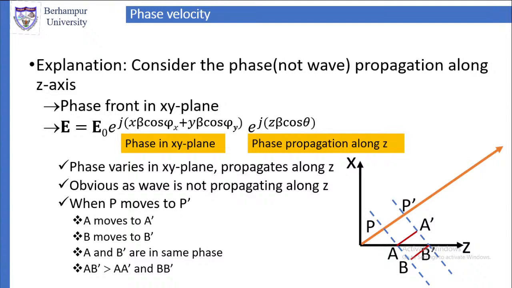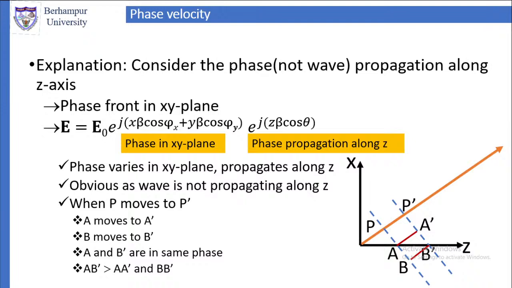Since AB dash is greater than A dash B dash, therefore you can say that the phase velocity is greater than the given velocity v0, the velocity of the wave, or the velocity with which the wave is propagating. The phase velocity is greater than the velocity with which the wave is propagating. So that we can say.